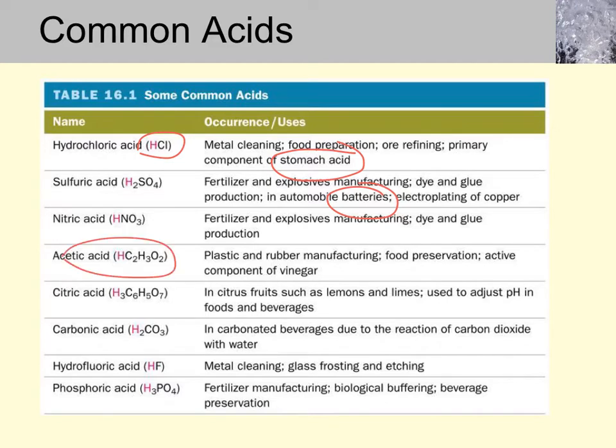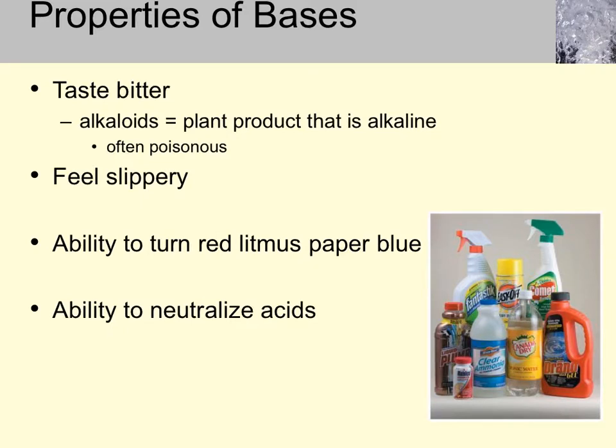Acetic acid is what is used in vinegar. And so I don't need to go one by one. Well, one more. Carbonic acid, carbonated beverages. That's how we get CO2 into our carbonated beverages, is by adding carbonic acid.